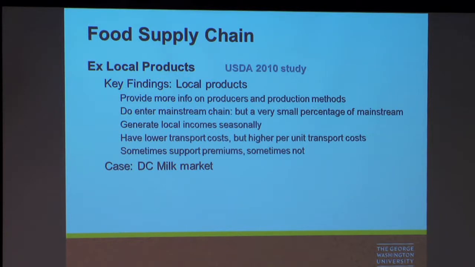Key findings were that local products tend to provide more information, which I would call provenance information. They enter the mainstream chain, but actually there's a very low percentage. They generate income locally, but it's seasonal, and it's not that large compared to other sources. They have lower transport costs, but higher per unit transport costs. And sometimes there's enough there to support premiums of local over the mainstream, but it usually takes some other characteristic, organic, grass-fed, et cetera. And there's a great case on the DC milk market, which I'll ask questions of when I'm done.